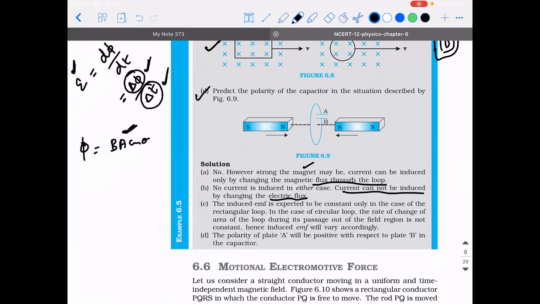Next one. Predict the polarity of the capacitor in the situation described in figure 6.9. So here, if you observe, it looks like a two-dimensional diagram, no? So how to find which side you're seeing this? See, whichever side the dotted lines are getting extended till the center of the circle, that is the side you are actually seeing.